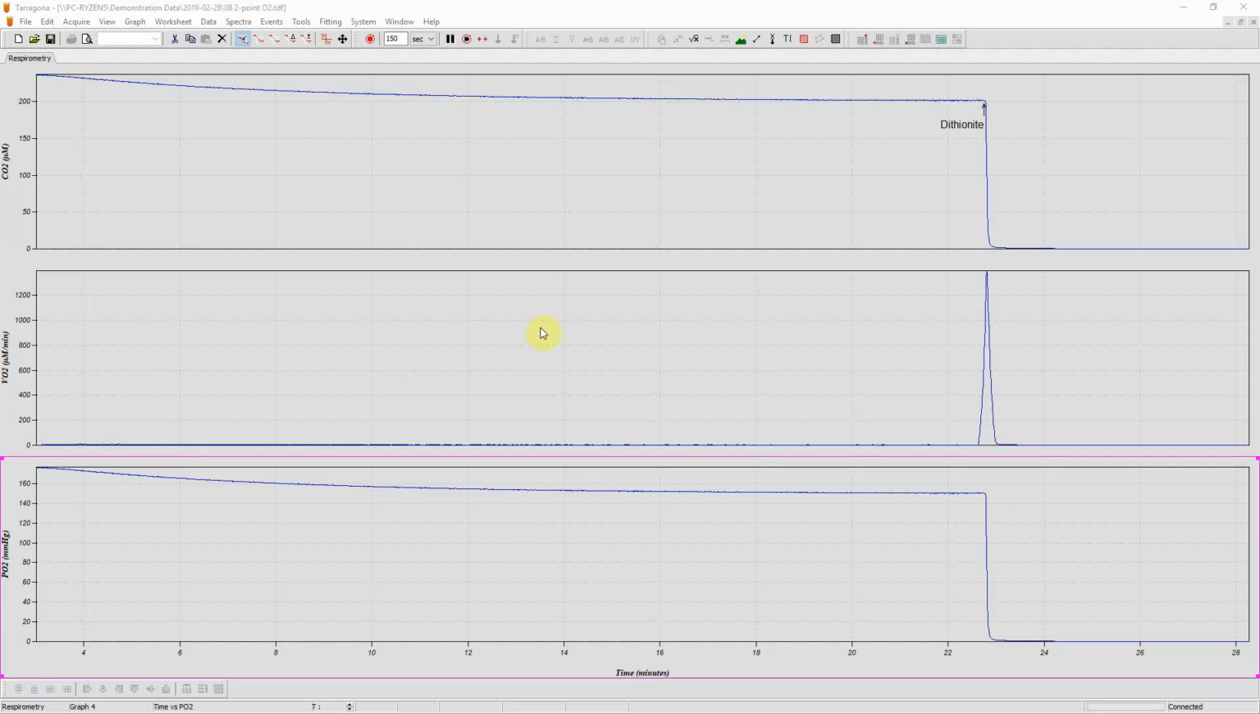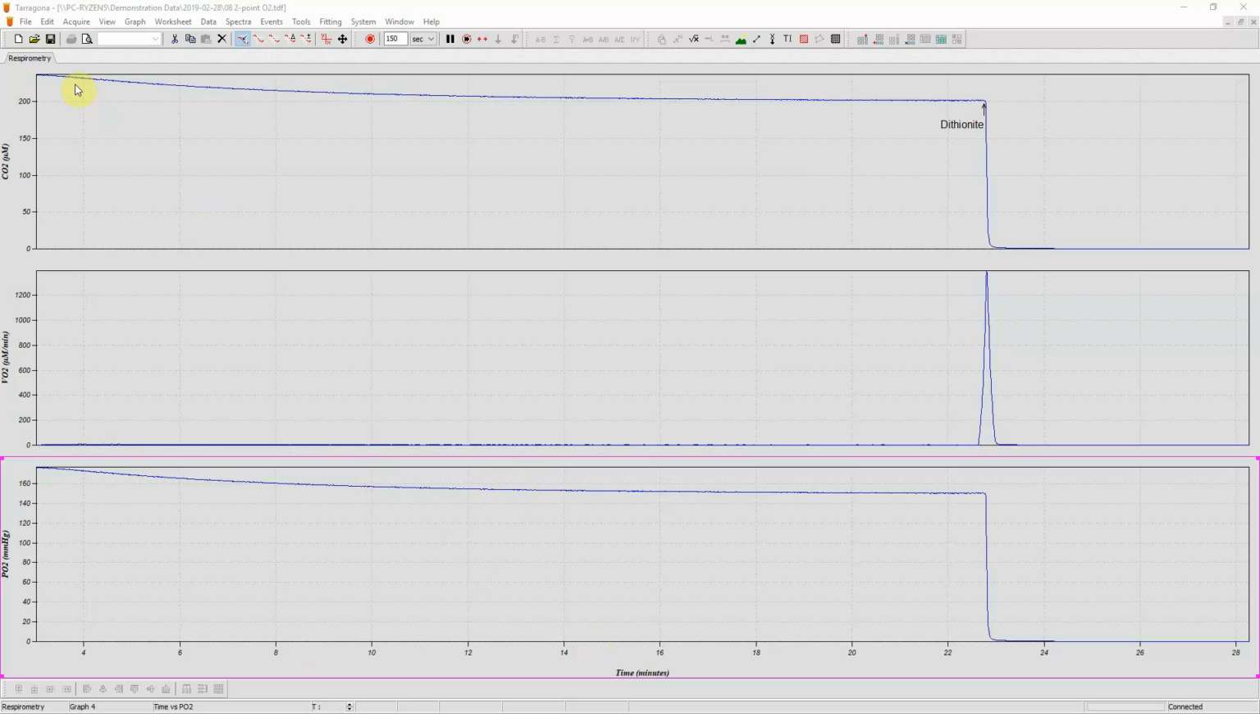I'm measuring the dissolved oxygen concentration in a little chamber which is stirred. The oxygen concentration is being shown in this graph. I do respirometry, so I'm showing my oxygen consumption in this graph, and this graph is showing me my oxygen tension, my PO2, and these are all as a function of time.